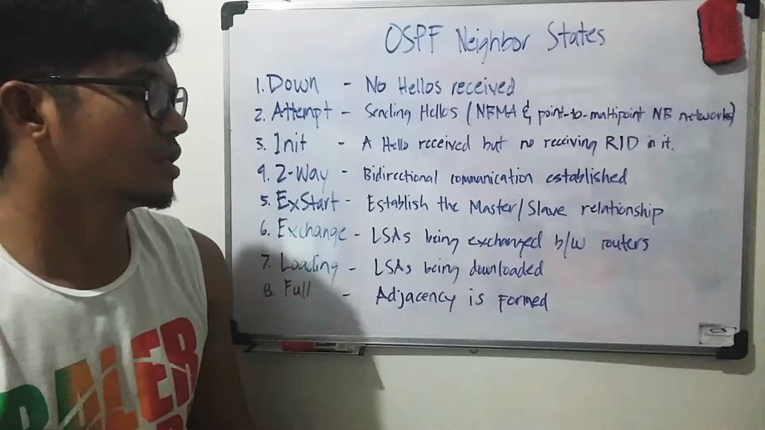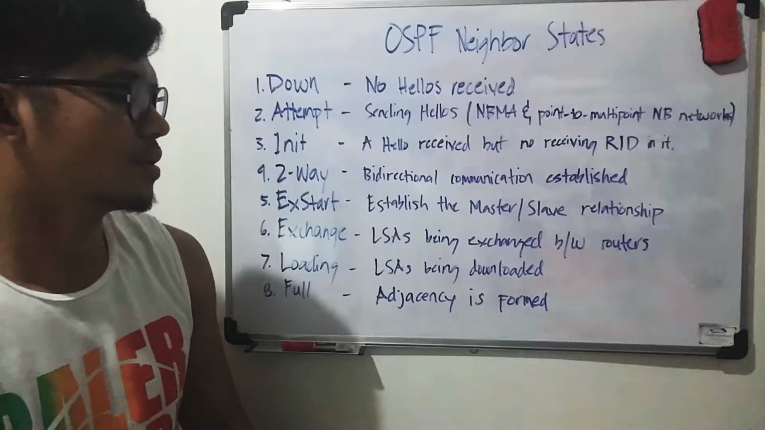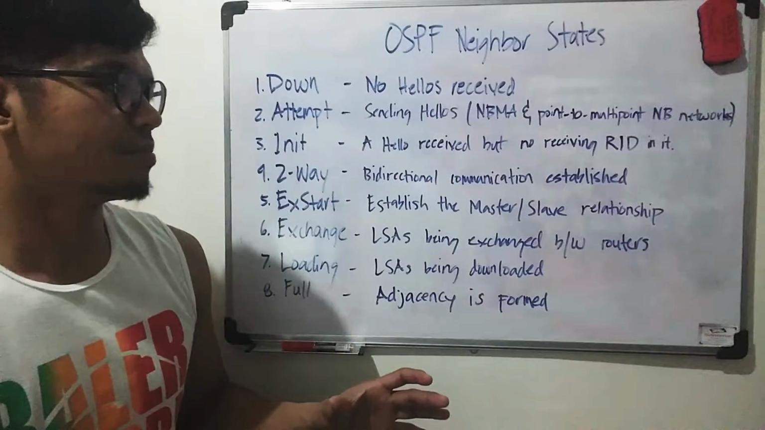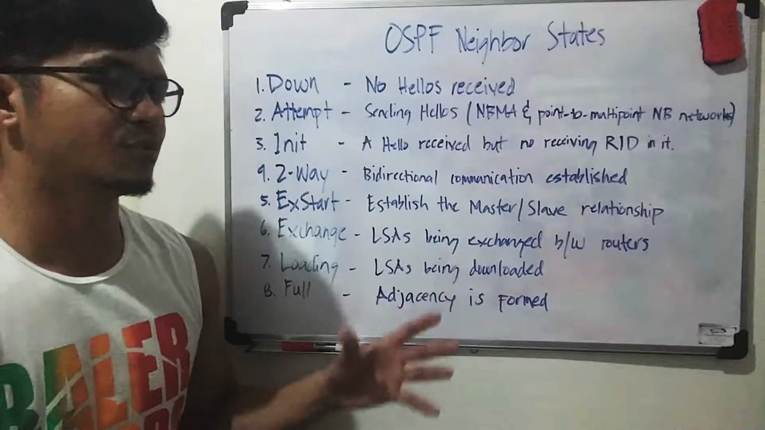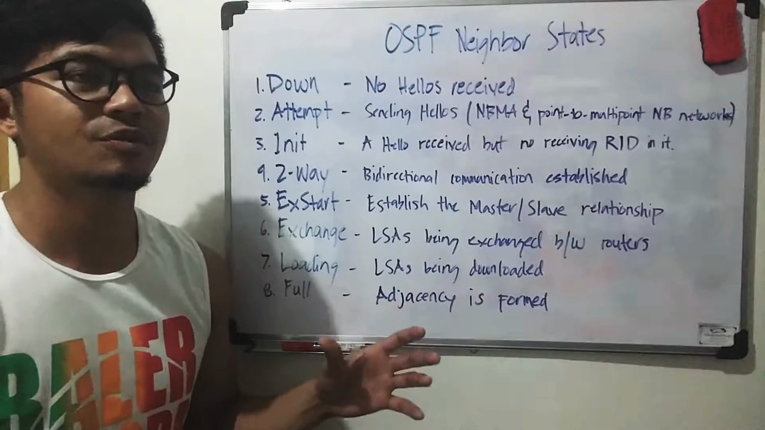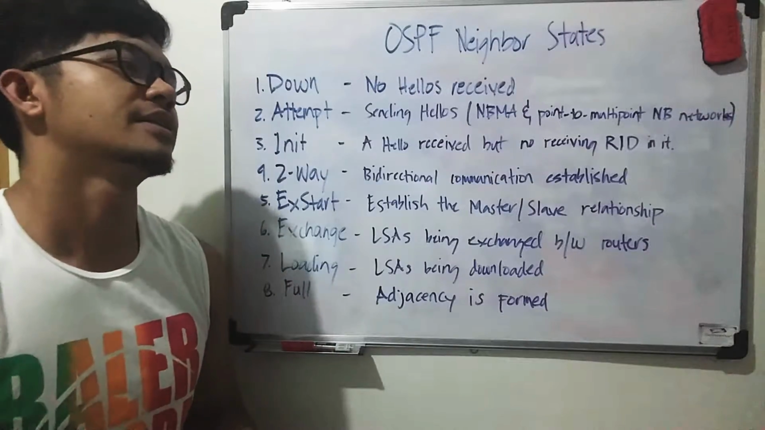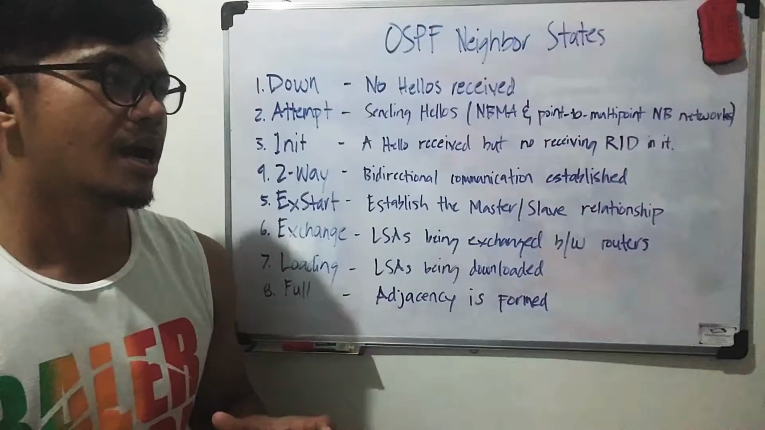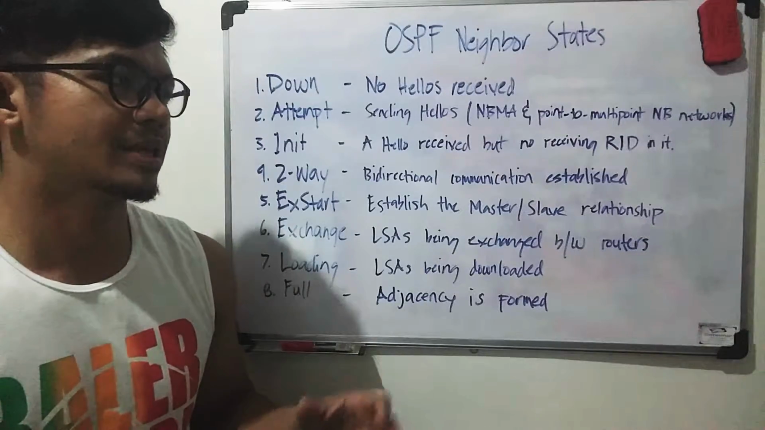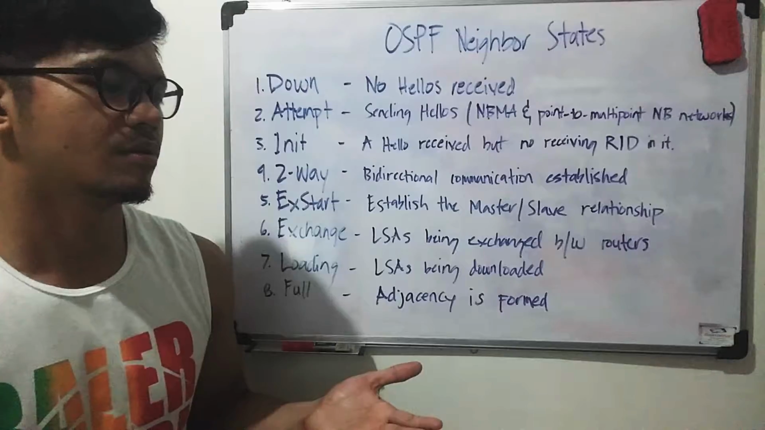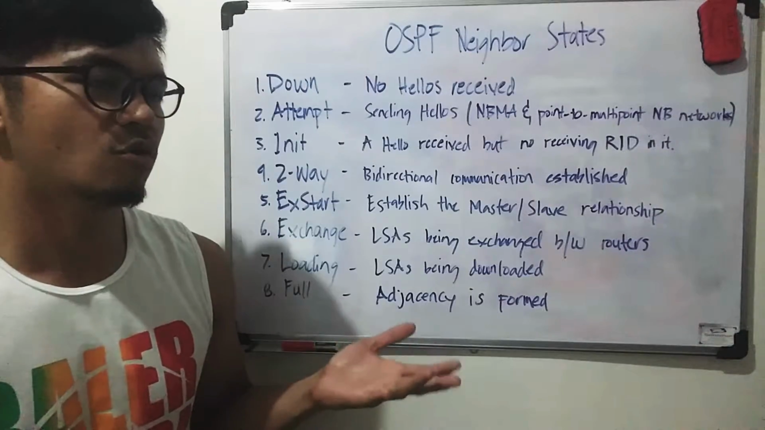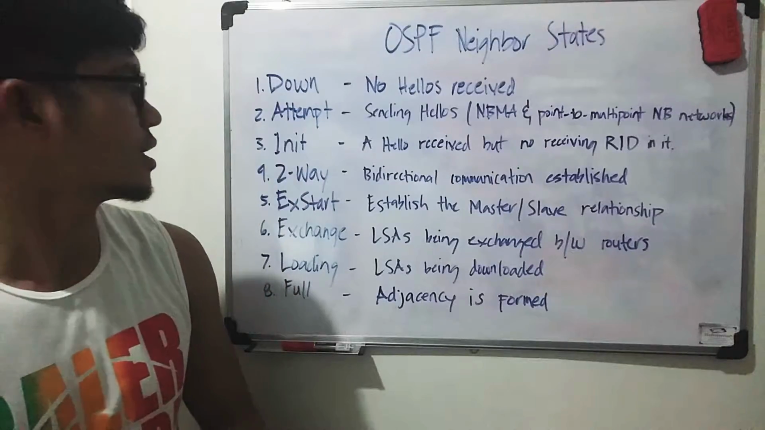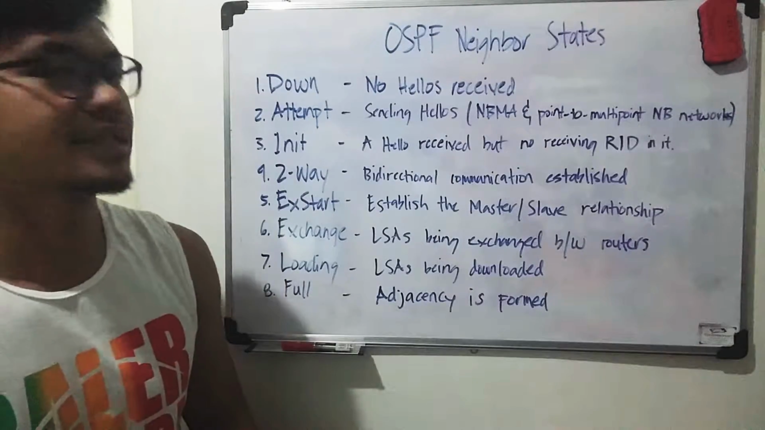So if you have 2 routers and neither of them is going to be a DR or BDR router, then they're going to be only in two-way states.